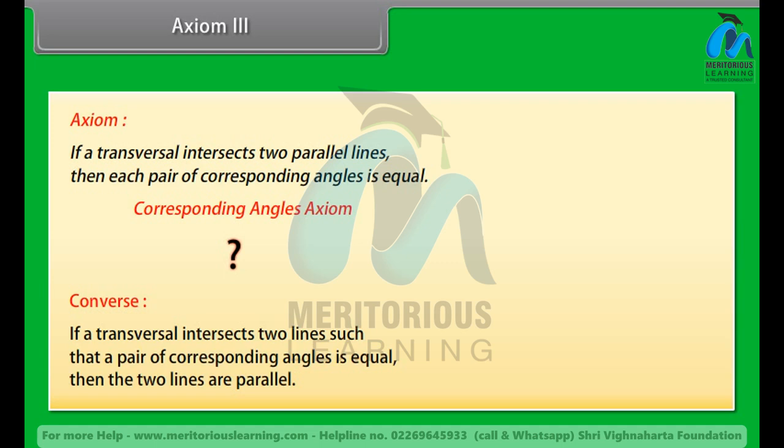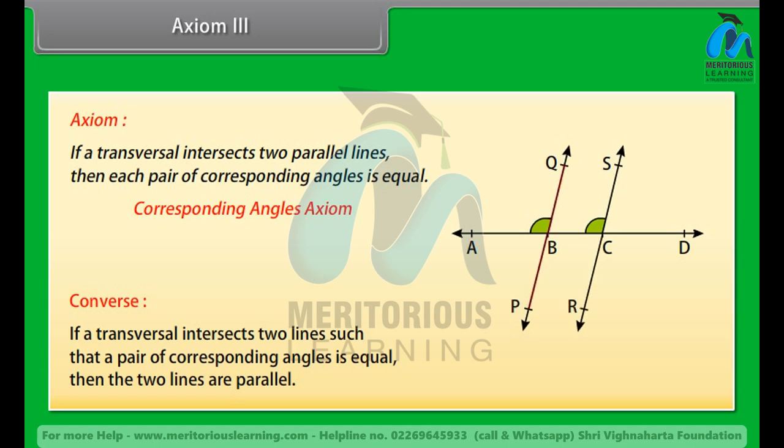Let us verify it. Draw a line AD and mark points B and C on it. At B and C, construct angle ABQ and angle BCS equal to each other. Produce QB and SC on the other side of AD to form two lines PQ and RS. We can observe that the two lines do not intersect each other. We can also draw common perpendiculars to the lines PQ and RS at different points and measure their lengths. You'll find it the same everywhere.